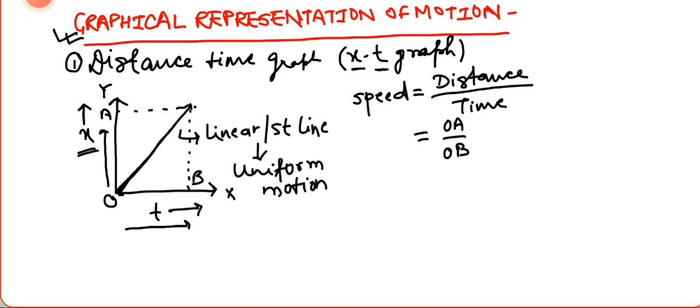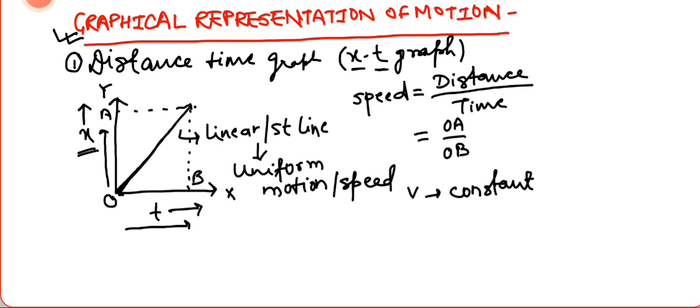Is it clear, students? So this is how we represent the motion of the object in a distance time graph. If we are getting a linear or a straight line, then we say that the motion is uniform, that is uniform motion, or we can simply say it is uniform speed. Since we are finding the speed, it is uniform speed. Now students, here the slope says that it is uniform speed. Uniform speed means the velocity is not changing. The velocity is constant.